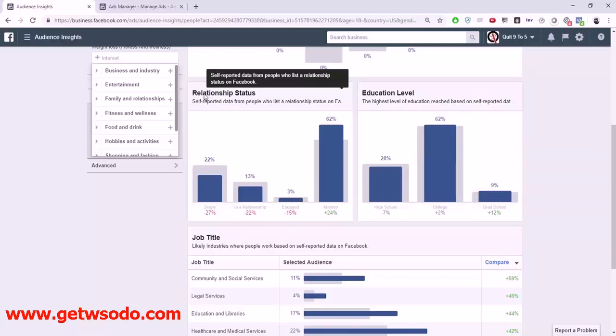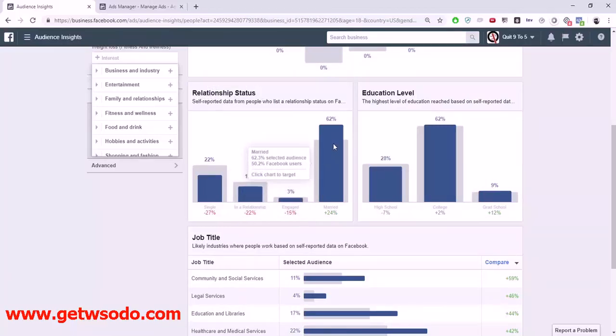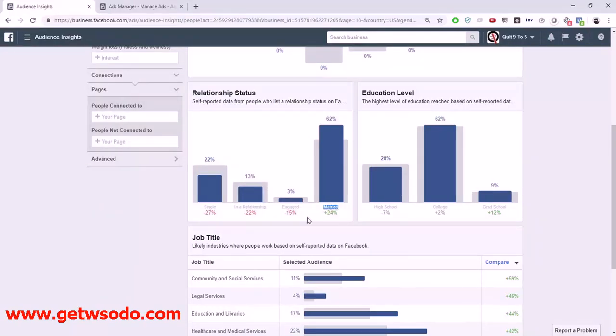So for example, we have a relationship status. 62% of women who want to lose weight, because I've only selected women, are married. So if you can see down here, married. Engaged, only 3% of people who are engaged want to lose weight and fall under this category, according to Facebook. And 62% of people are in college.